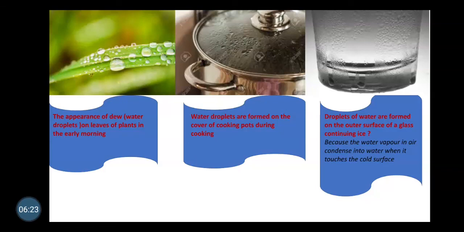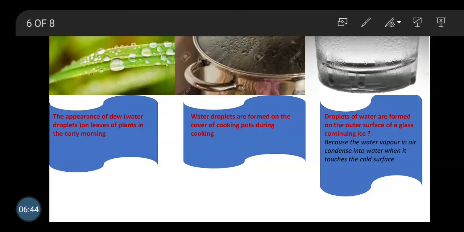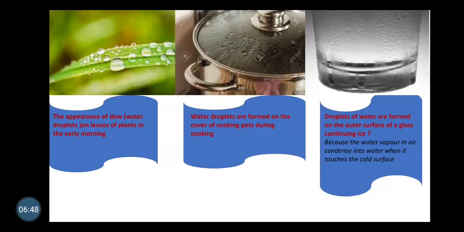There is an example of condensation. In the early morning in winter, we find water drops formed on the leaves of plants, because the water vapor in the air condenses on a cold surface, which is the plant leaves. Also the condensation of water on the cover of the container, and the condensation of water on the outer surface of a glass, as water vapor in the air condenses on the glass.